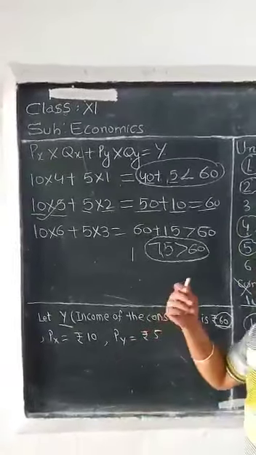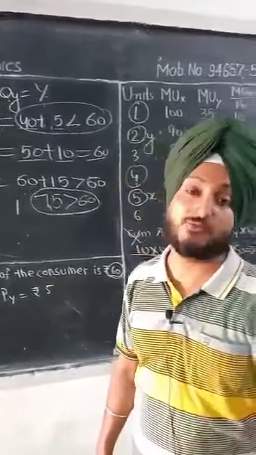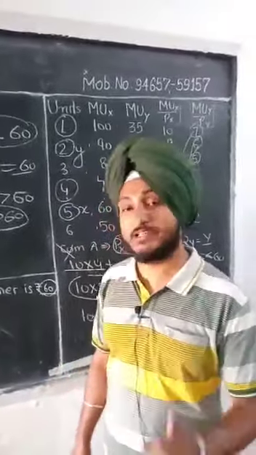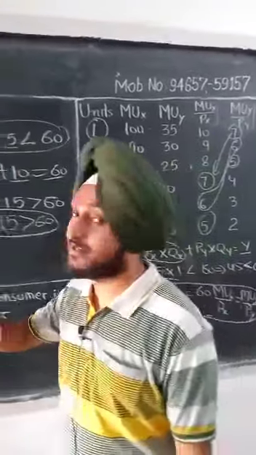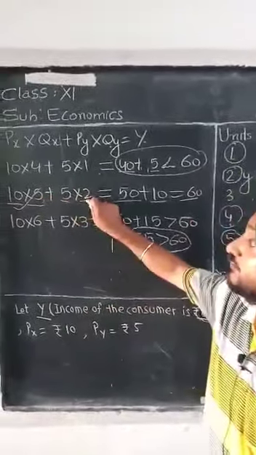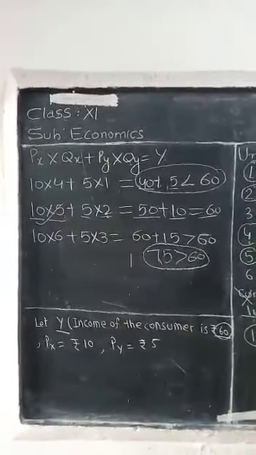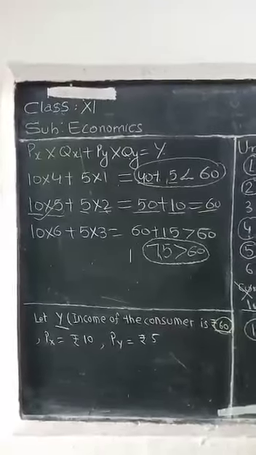So in a nutshell we can say the consumer will be in equilibrium after consuming 5 units of x and 2 units of y. This you have to write in your fair notebook. Okay students, with the help of this, our chapter number 3, utility analysis approach, is over.